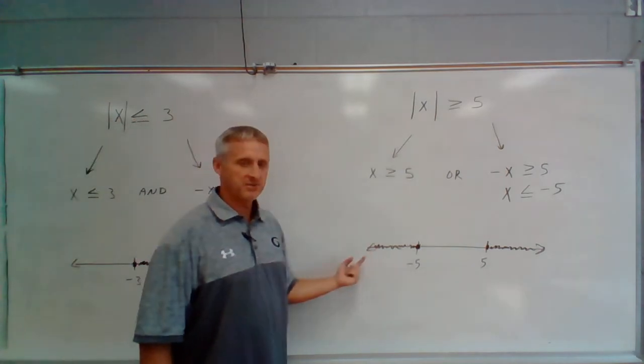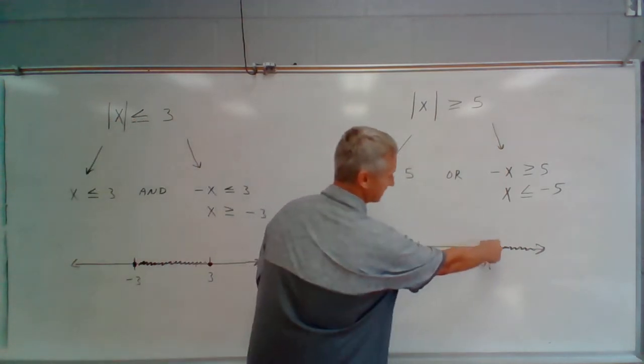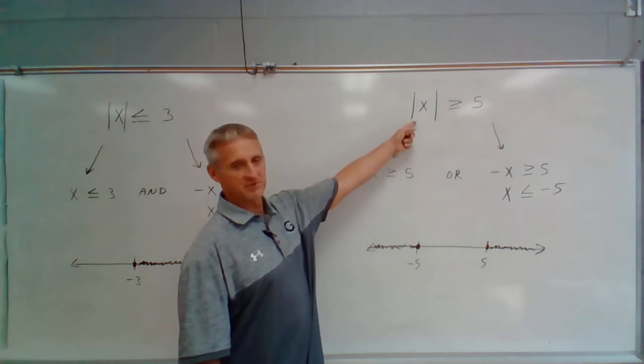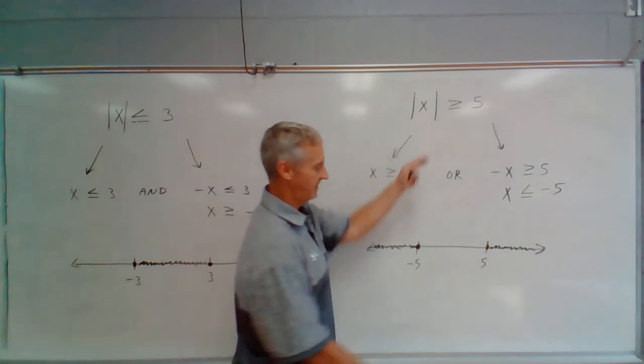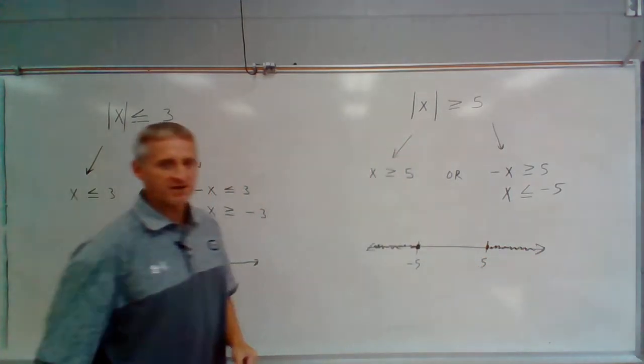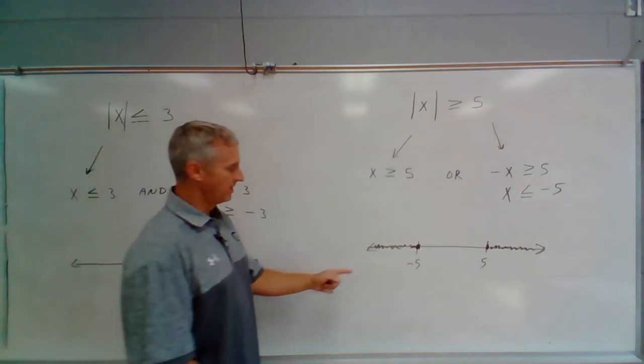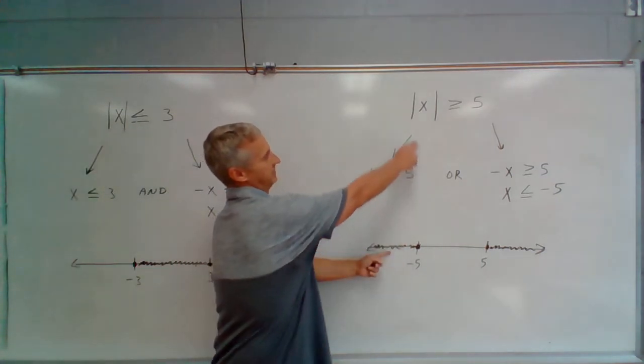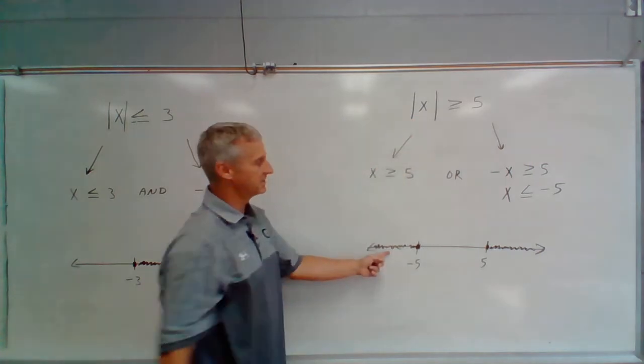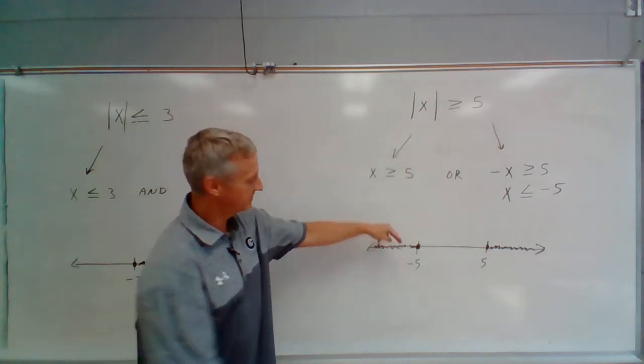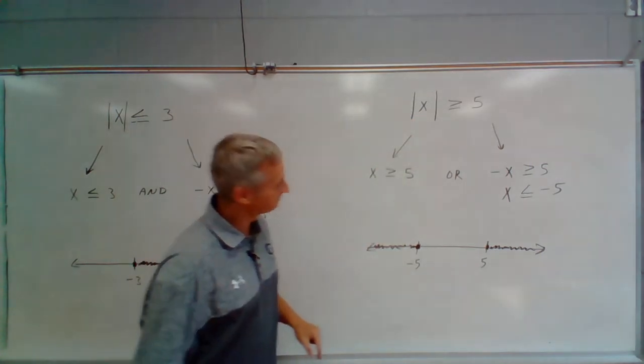Numbers out on the tails, let's say 6. If I put a 6 in, absolute value of 6 is 6. That really is bigger than 5. So you can see all those numbers out that way would be solutions. If I put in a negative 6, absolute value of negative 6 is 6. That's greater than 5. And you can see that all the numbers out this way are solutions.